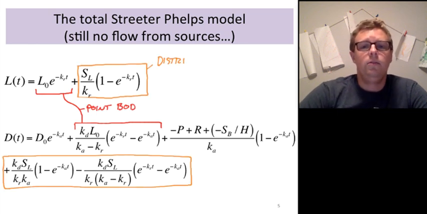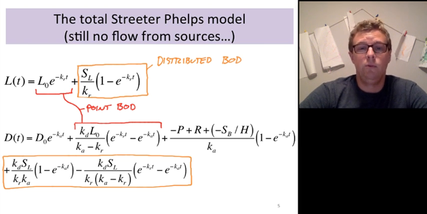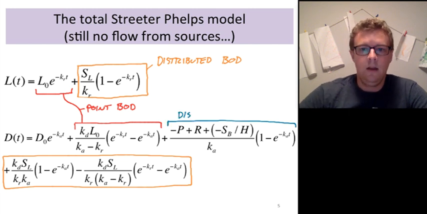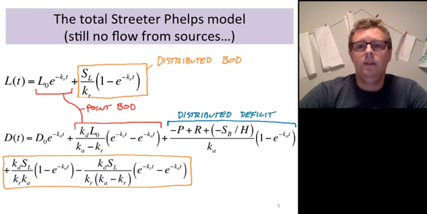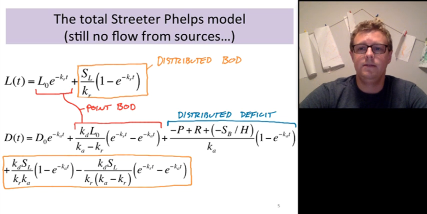So the 2 terms that I've highlighted in red, those are your point source BOD. So those are what we did last lecture in class. We came up with this exponential decay of BOD and these competing rate laws that describe deficit. What I've circled in orange is what we started this web lecture with, distributed BOD. So that's showing up both in the BOD equation and in the deficit equation. In blue here, the distributed deficit, so that's what we did on the last slide. And that's only showing up in the deficit equation.